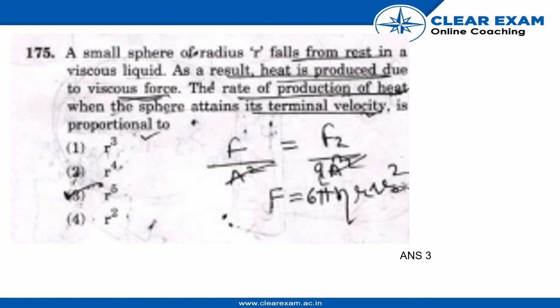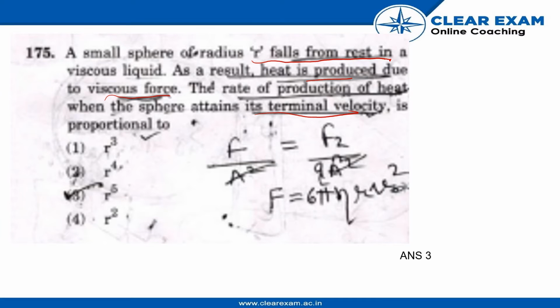Okay, the question is, a small sphere of radius r falls from rest in a viscous liquid. As a result, heat is produced due to the viscous force. So the rate of production of heat when the sphere attains its terminal velocity is proportional to. So these are the options. We have to choose the correct answer. So how will we be proceeding?